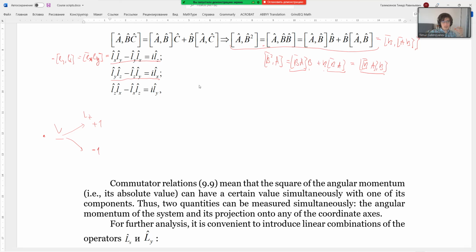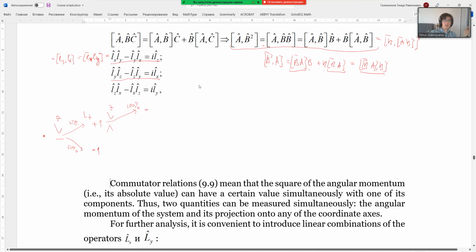So then if we take this branch and put these particles through the instrument measuring the same z projection of the angular momentum, 100% of these particles will go to the +1, and 0% will go to the -1, obviously, because we know the z projection.